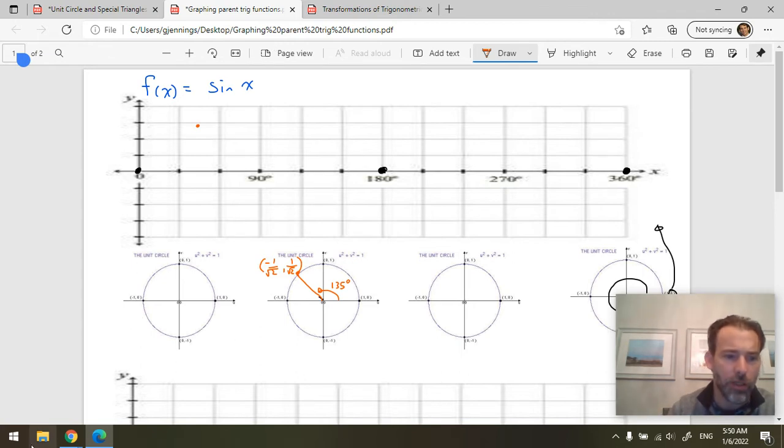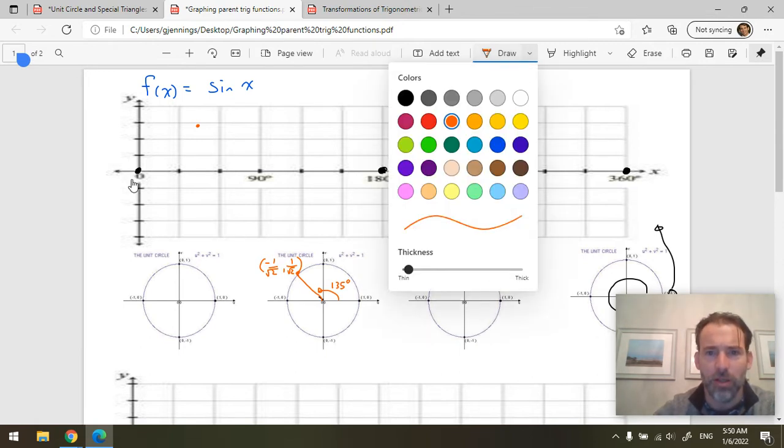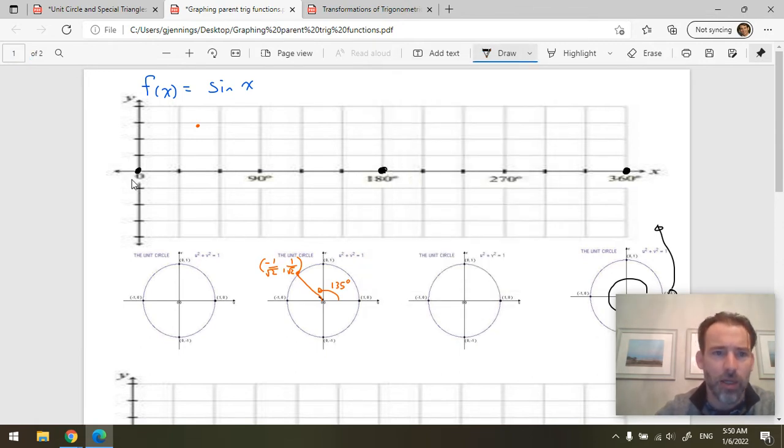And if you're wondering, well, how would I do that, Mr. Jennings? Like, how do I plot that on this XY graph? Well, let's put our scale on here first. You can put the scale on in black or blue or whatever you like. Here, this is 1. This is negative 1. This is 0.5. This is negative 0.5.